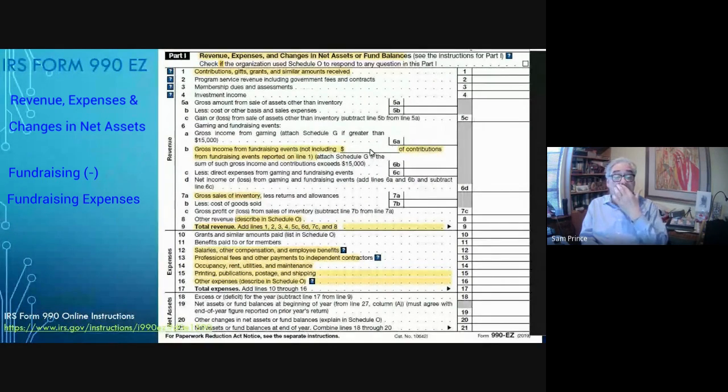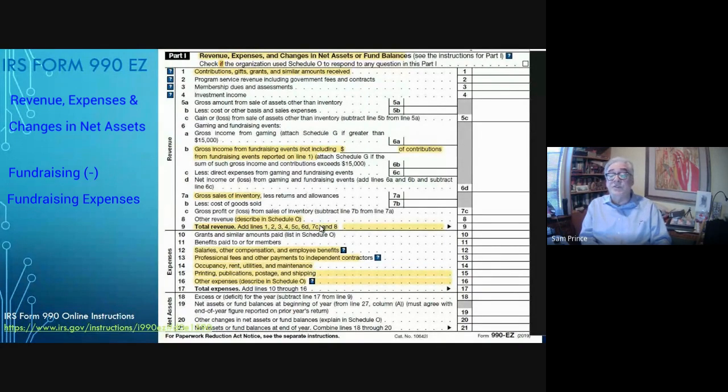Then later on the form, 6C, as a matter of fact, direct expenses. And then you deduct direct expenses from the gross revenue, and you get 6D, which is the net income or loss from that particular event or those events.